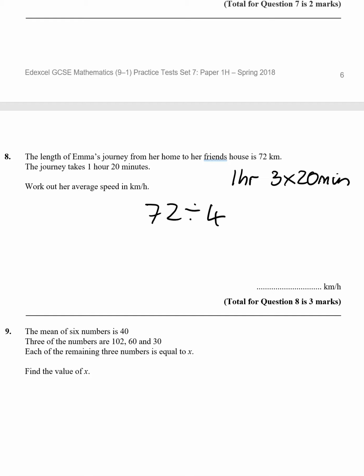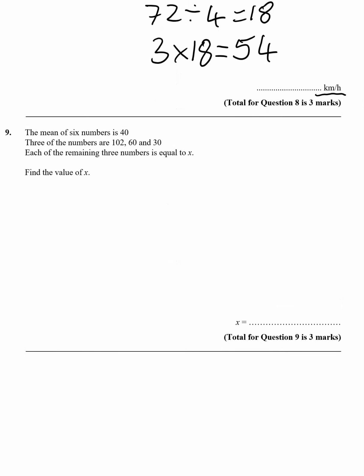So if I do 72 divided by 4, 72 divided by 4 is 18. To work out how far I've gone in an hour, I just need 3 lots of 18. So actually, in an hour, we've gone 54 kilometres. In other words, 54 kilometres an hour. Okay, it's just using a bit of logic to try and make the numbers easier on that one.